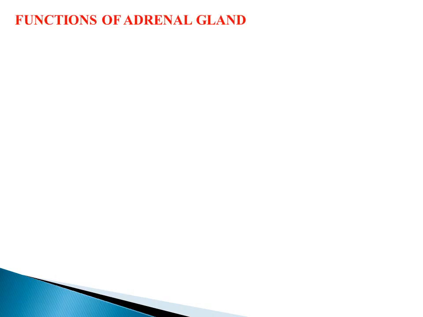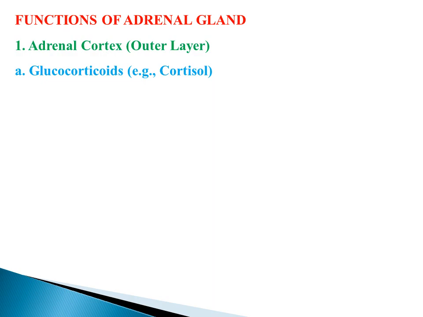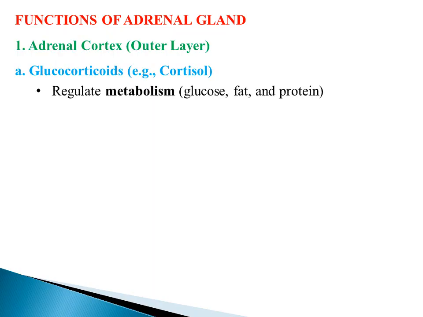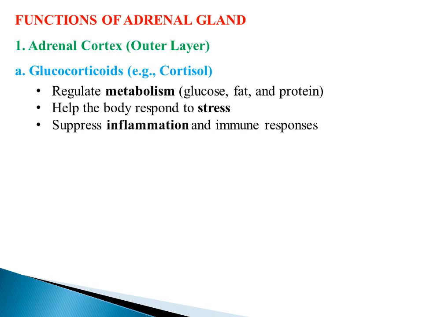Next one is the functions of adrenal glands. First, the functions of the adrenal cortex, the outermost layer of the adrenal gland. They produce the glucocorticoids, also called cortisol. They regulate metabolism, especially glucose metabolism as well as fat and protein metabolism. They also help the body to respond to stress, suppress inflammation and the immune response, and they maintain the blood pressure level.